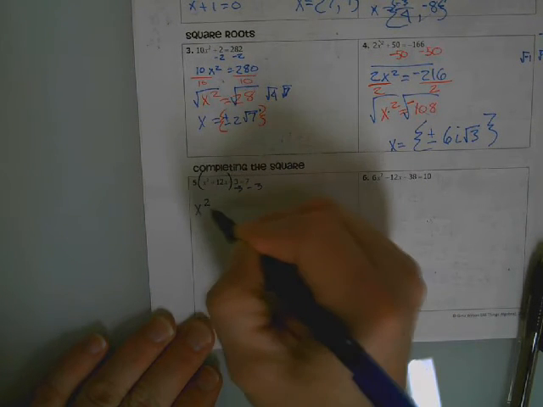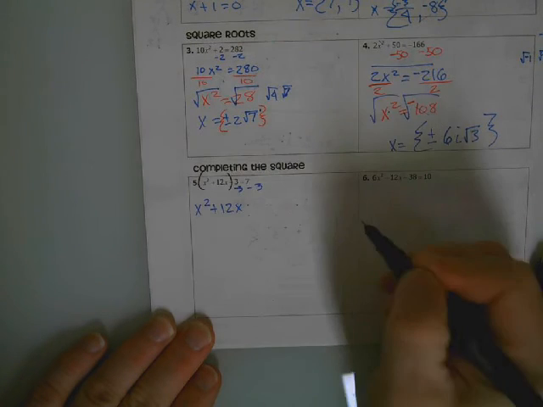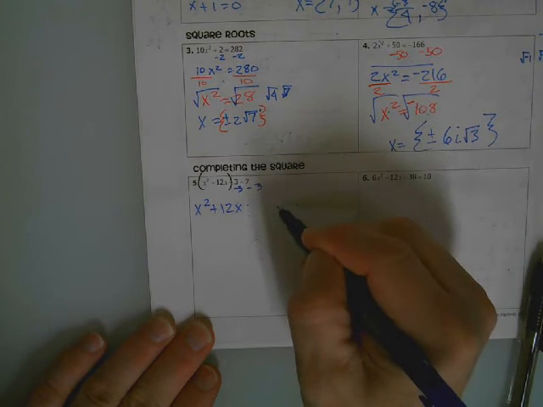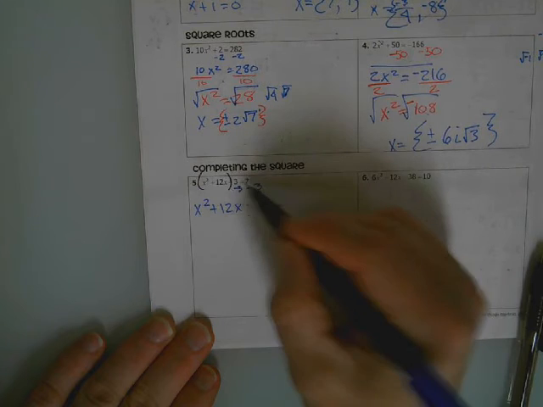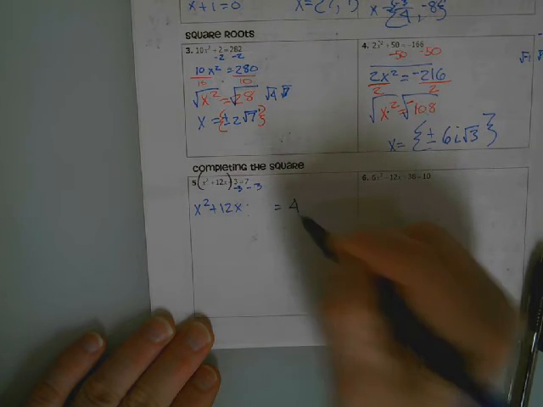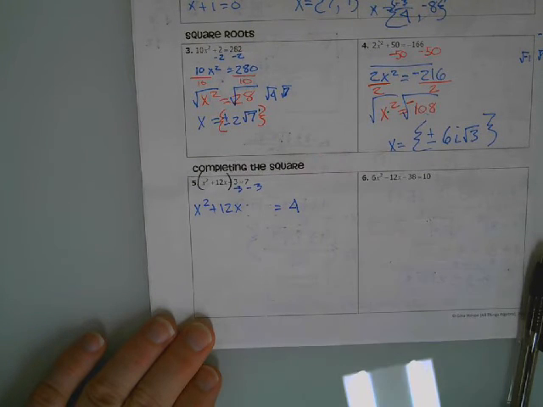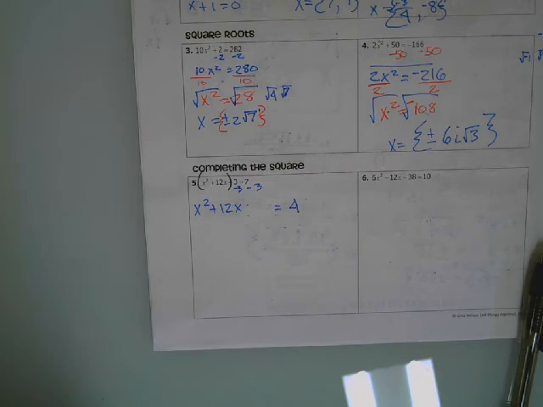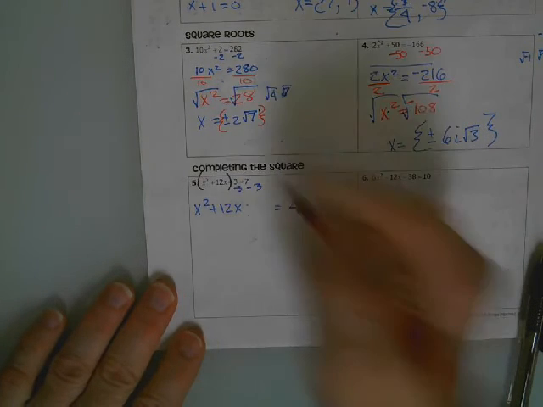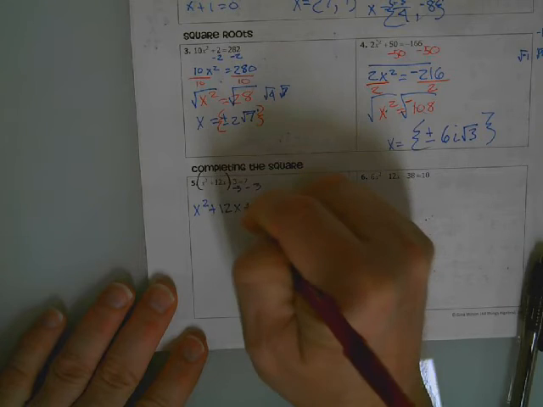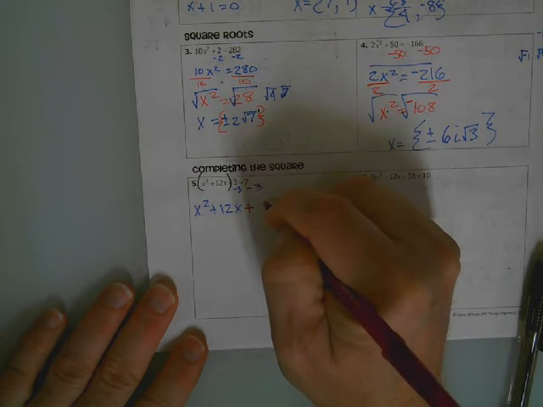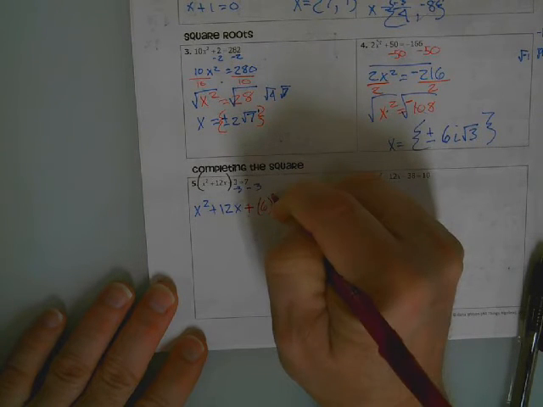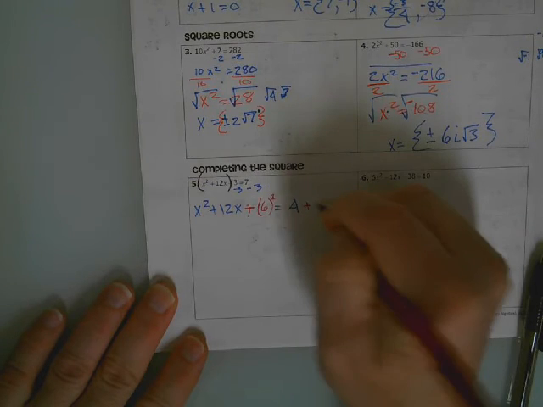And I have x squared plus 12x. I'm going to leave a space there to add my half of b squared. Equals 7 minus 3 is 4. I need to add something to both sides, and that something is half of my b term squared. And b here is 12, so I'm going to add 6 squared, which is 36, yes. So 36 to both sides.